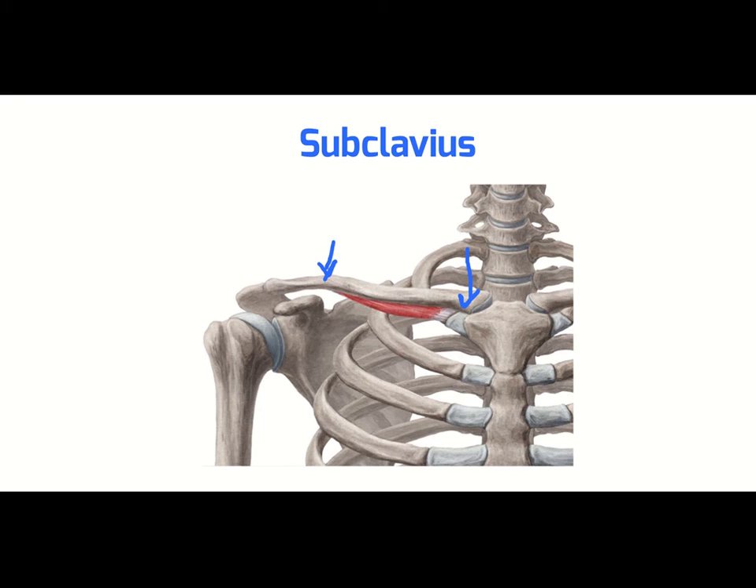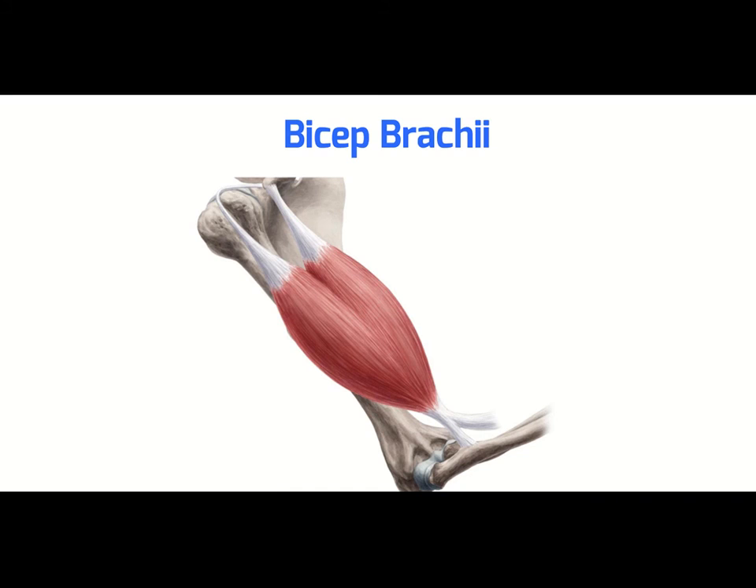The bicep is a muscle that we'll revisit when we get to the elbow section, but we always talk about it with the shoulder as well because of its close proximity and actions at the shoulder. So we have two heads when we look at the bicep.